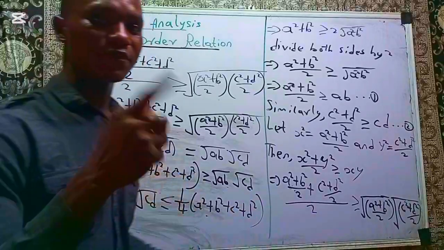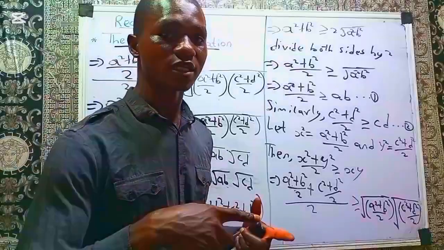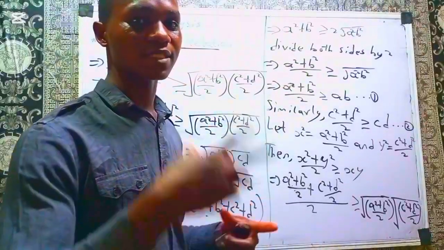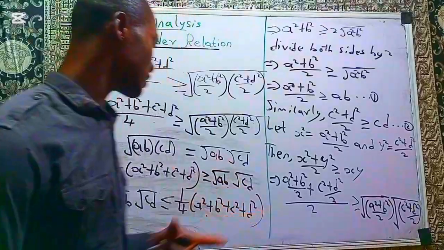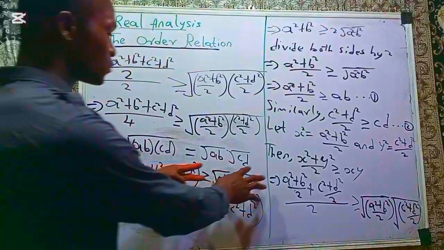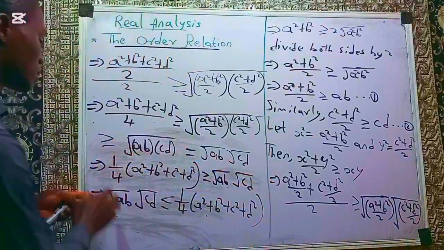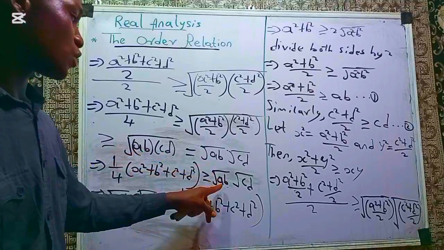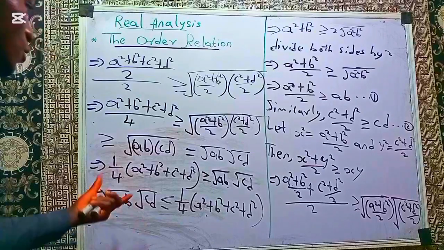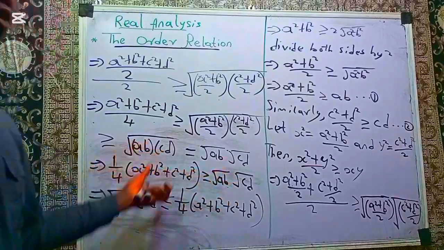You know, if x is bigger than y, that is, if x is greater than or equal to y, it means that y will be less than or equal to x. If this quantity is bigger than this quantity, then this quantity will be less than this quantity. So if we are having that this quantity is greater than or equal to square root of ab times square root of cd, then square root of ab times square root of cd will be less than or equal to this quantity.